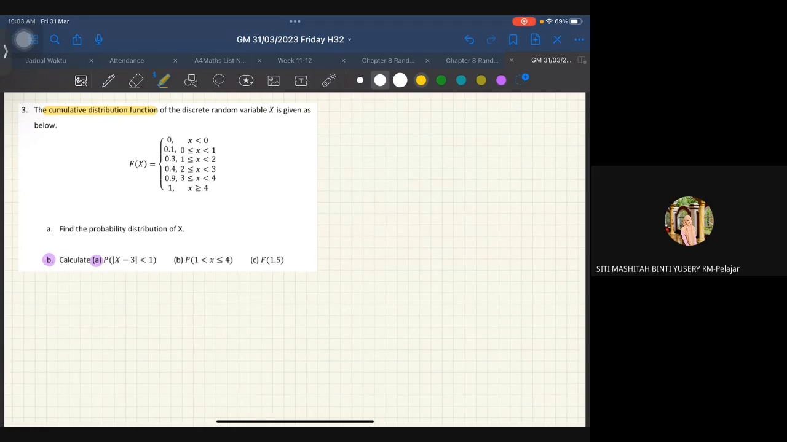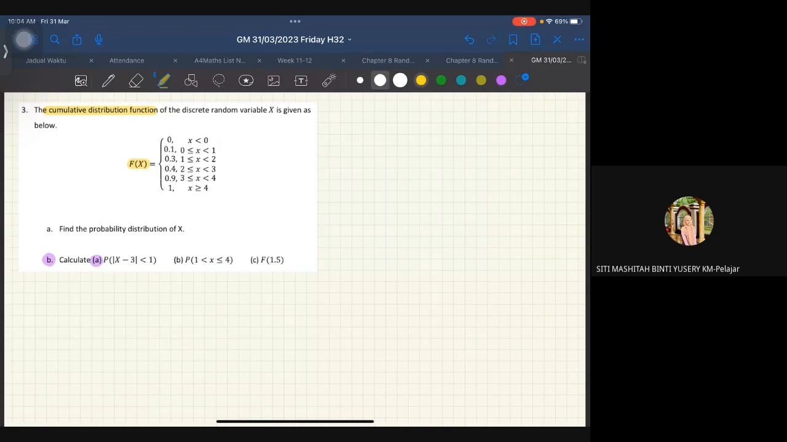Okay, kadang-kadang maybe soalan dia tak bagi dekat awak, dia saja nak tengok awak tahu ataupun tidak how does cumulative distribution function looks like. Kadang-kadang dia tak bagi awak yang ini, tapi dia bagi awak F besar dekat sini. So whenever you see a big F over here, this one refers to cumulative function lah, bukan probability function. Okay, so dia benda yang sama. Alright, and then saya baca je dulu part pertama soalan.